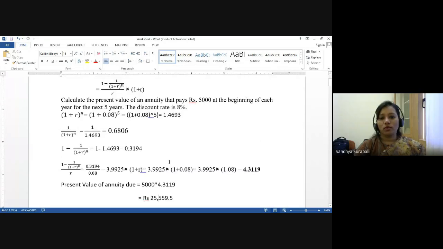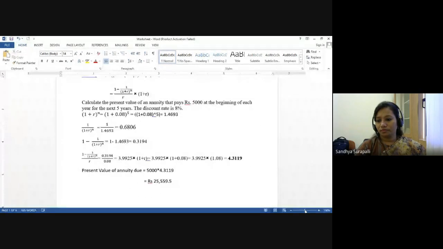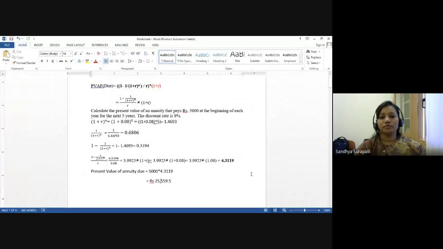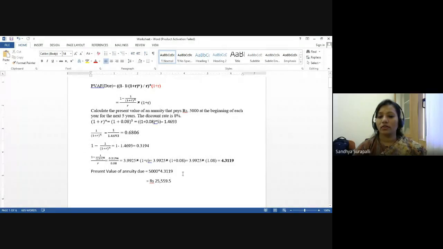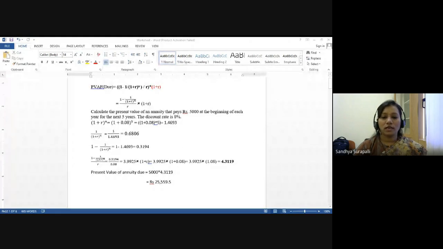Are you all able to follow? Yes, sir. So for annuity due present value, you have to find the factor and multiply it with the amount, whatever the cash flows we are going to receive.